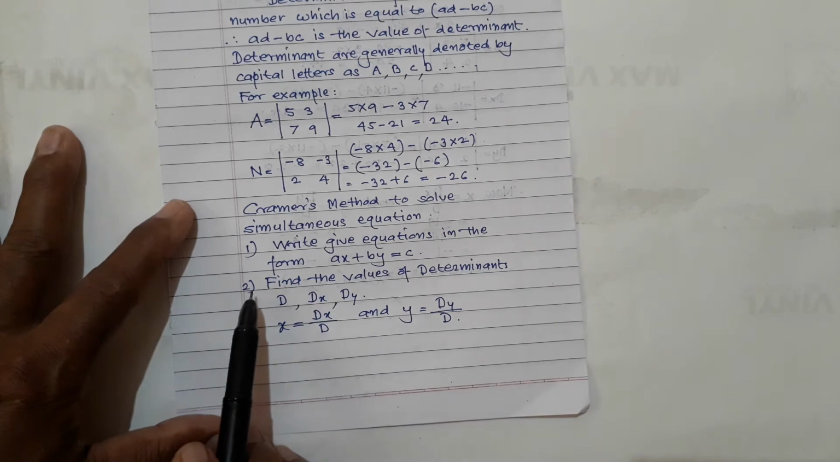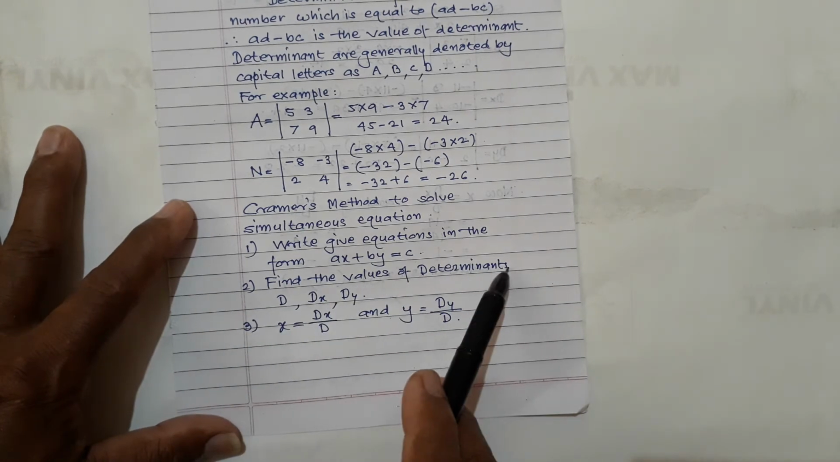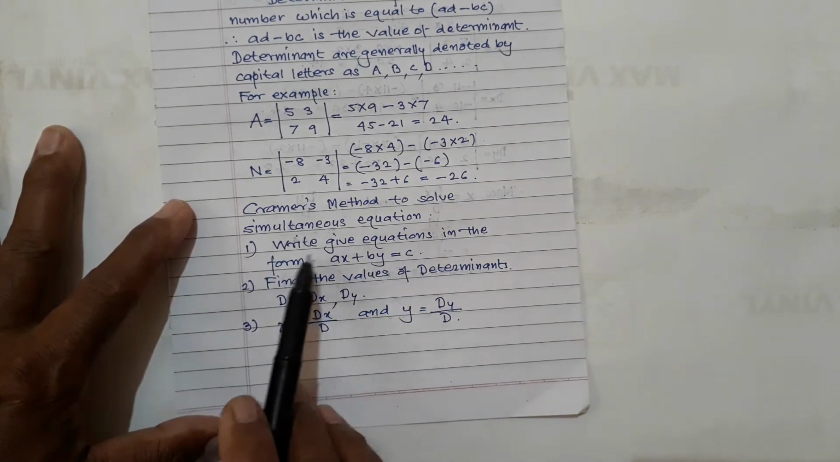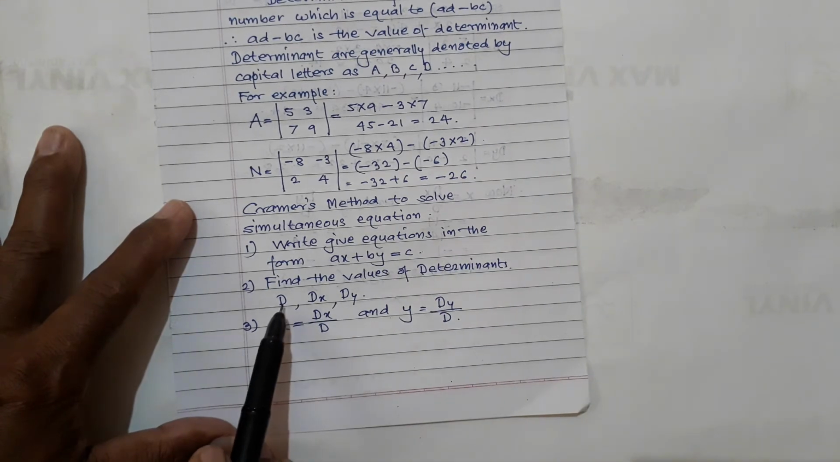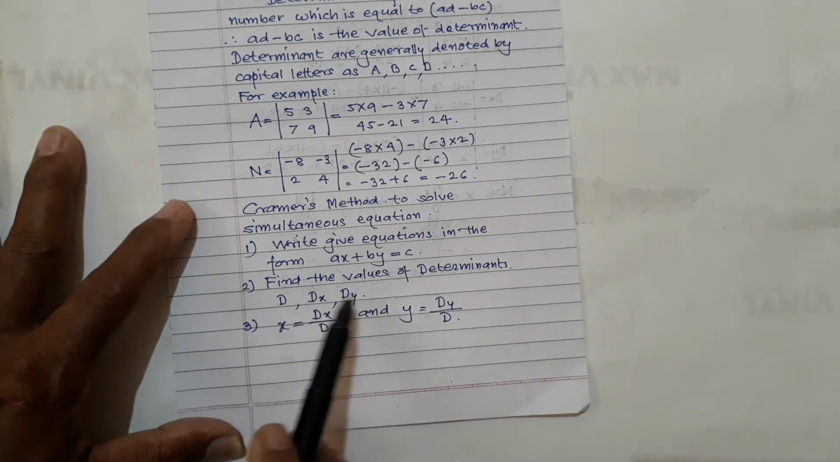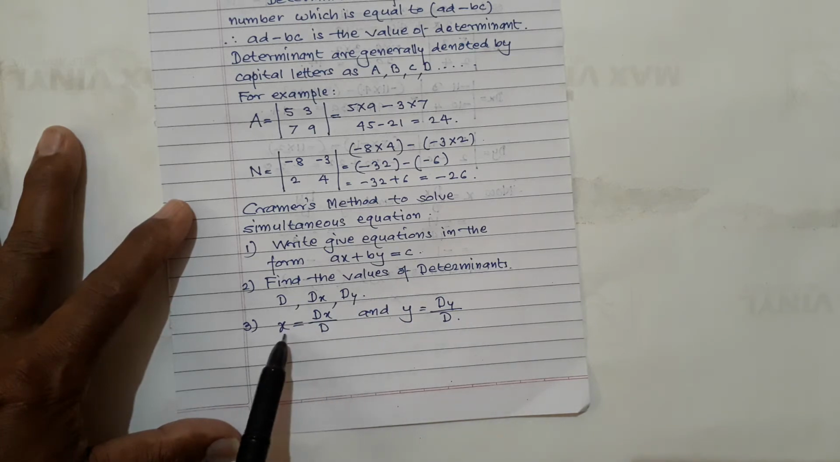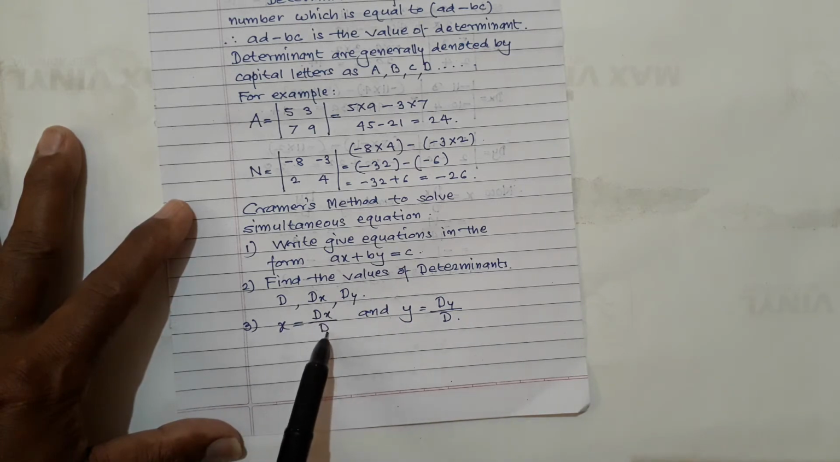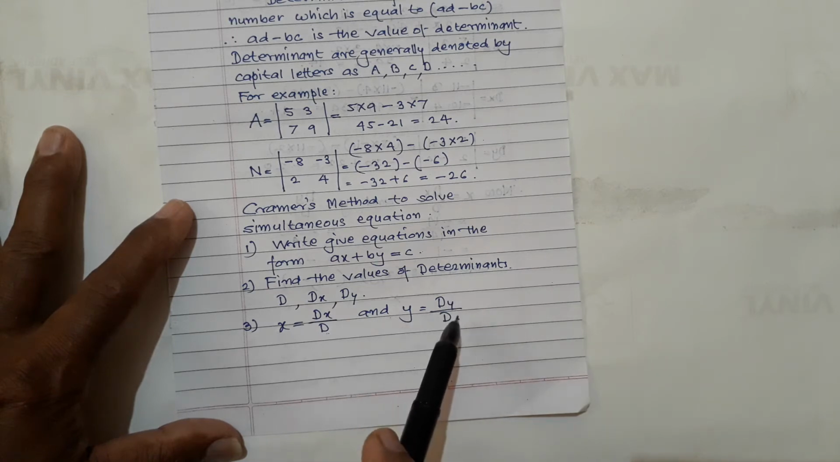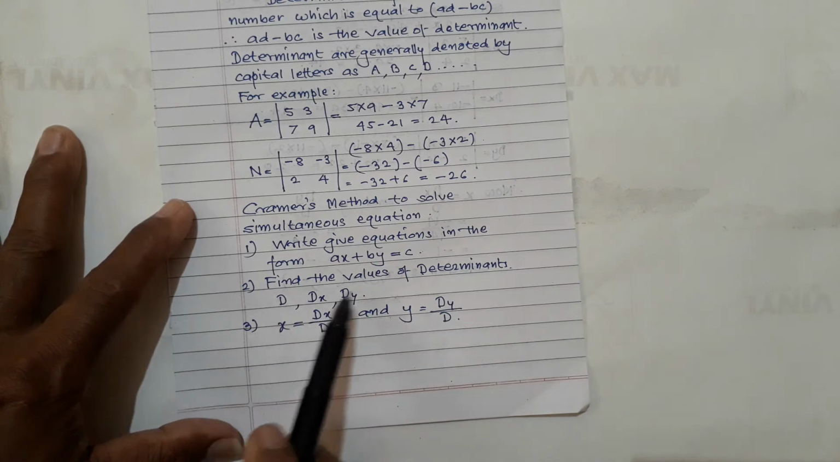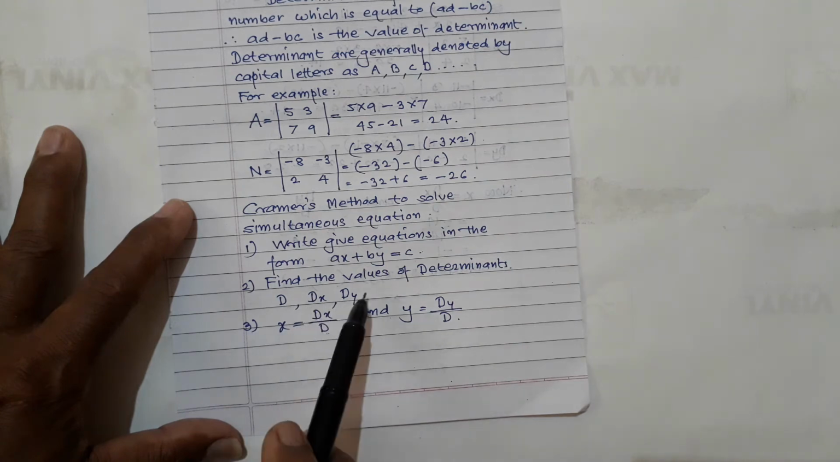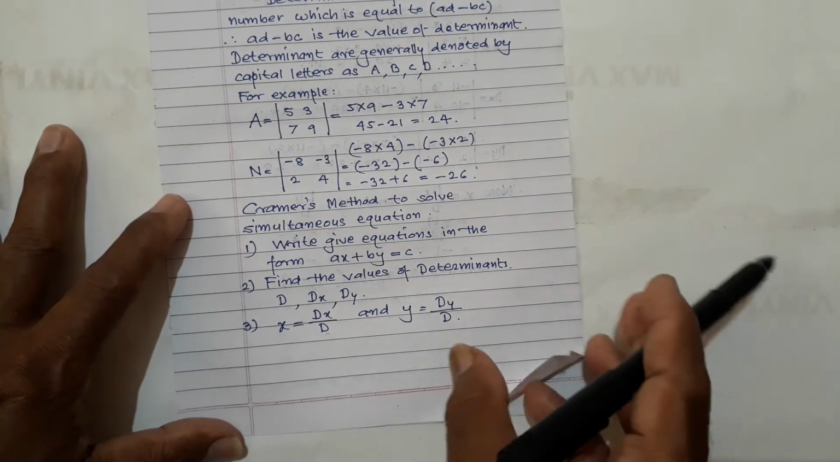And then the second step is this: find the value of the determinants. You find the value of these three determinants, D, Dx and Dy. Then you use this formula: x is equal to Dx upon D and y is equal to Dy upon D. I will explain what D is, what Dx is and what Dy is.